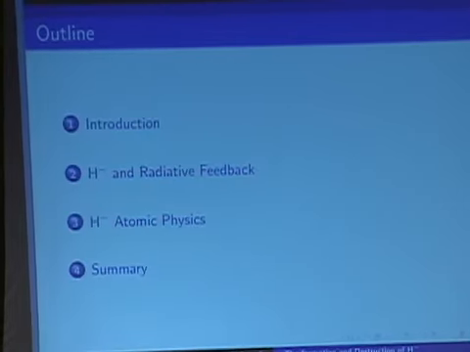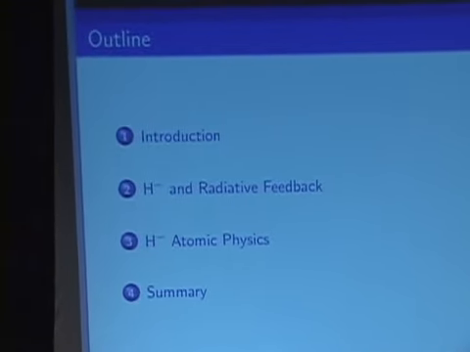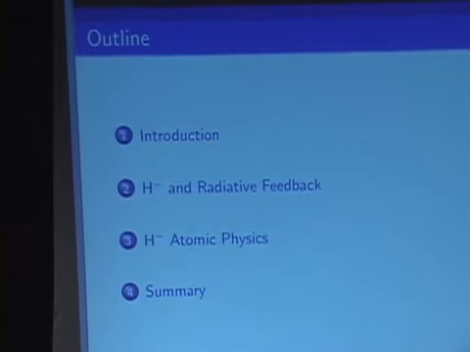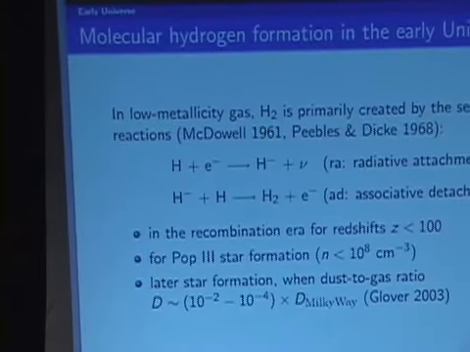Okay, so here's just an overview of the topics I'm going to discuss. We're going to focus on H- and something that Yvain already mentioned, radiative feedback. And then I'll discuss a little bit about H- atomic physics, which I'm sure many people here know about.